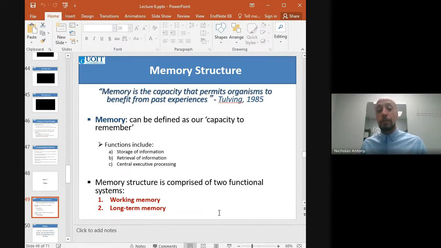So the functions of memory from a biological perspective includes the storage of information or storage of memories, the retrieval of those memories, and then being able to take those memories, draw them from our long-term memory, and then apply them to the real-time situation that we're dealing with.